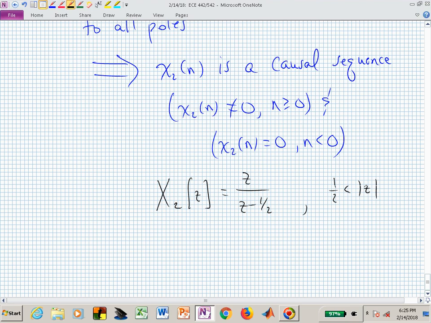So not only do I have to give you the capital X of z, I also have to tell you the region of convergence so that you know where you're living in terms of the time domain sequence's support region. Is it supported on positive indices? Is it supported on negative indices? Or is it supported on both sides, positive and negative?